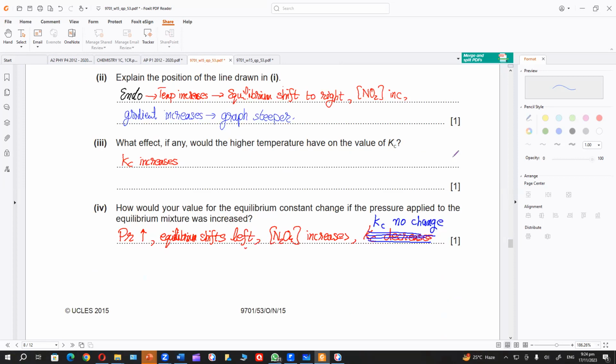What effect, if any, would the higher temperature have on the value of Kc? Kc will increase because equilibrium will shift to the right. First you have to copy part 3. I've copied.